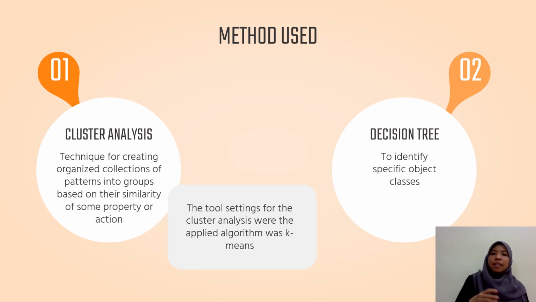Okay. The next one is the decision tree. The purpose of a decision tree is to identify specific object classes. Decision trees use different object attributes to classify different object subsets and do not use just one attribute or a fixed set of attributes. The attractiveness of decision trees is in their easiness for understandability and interpretation.